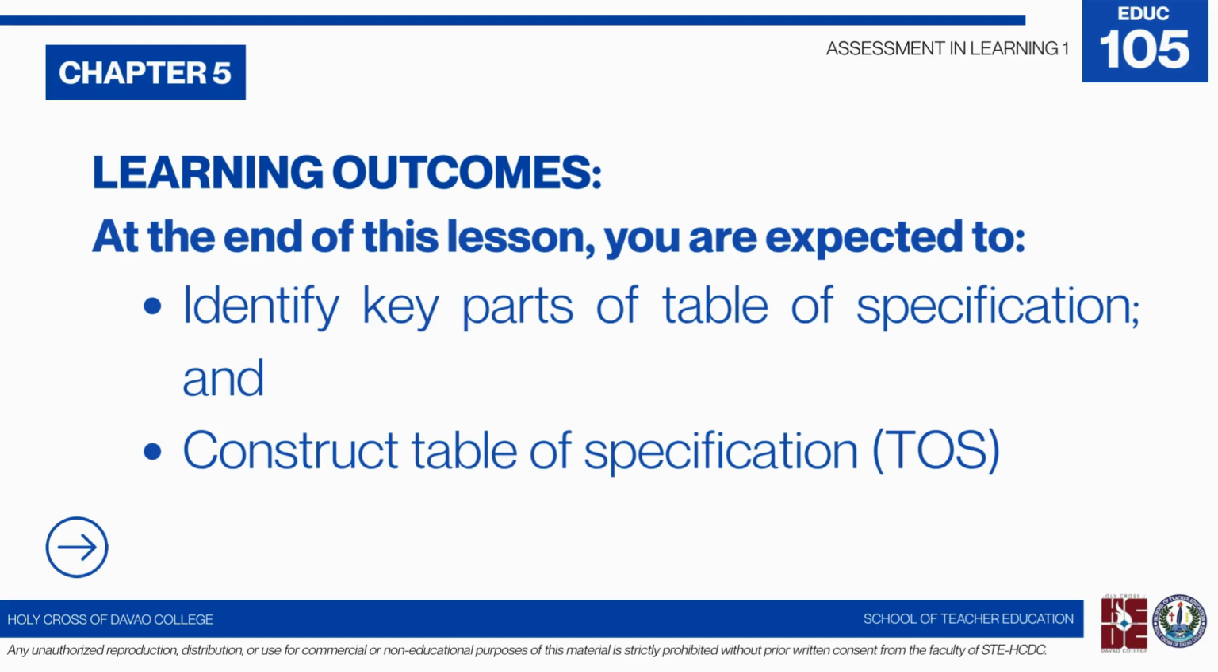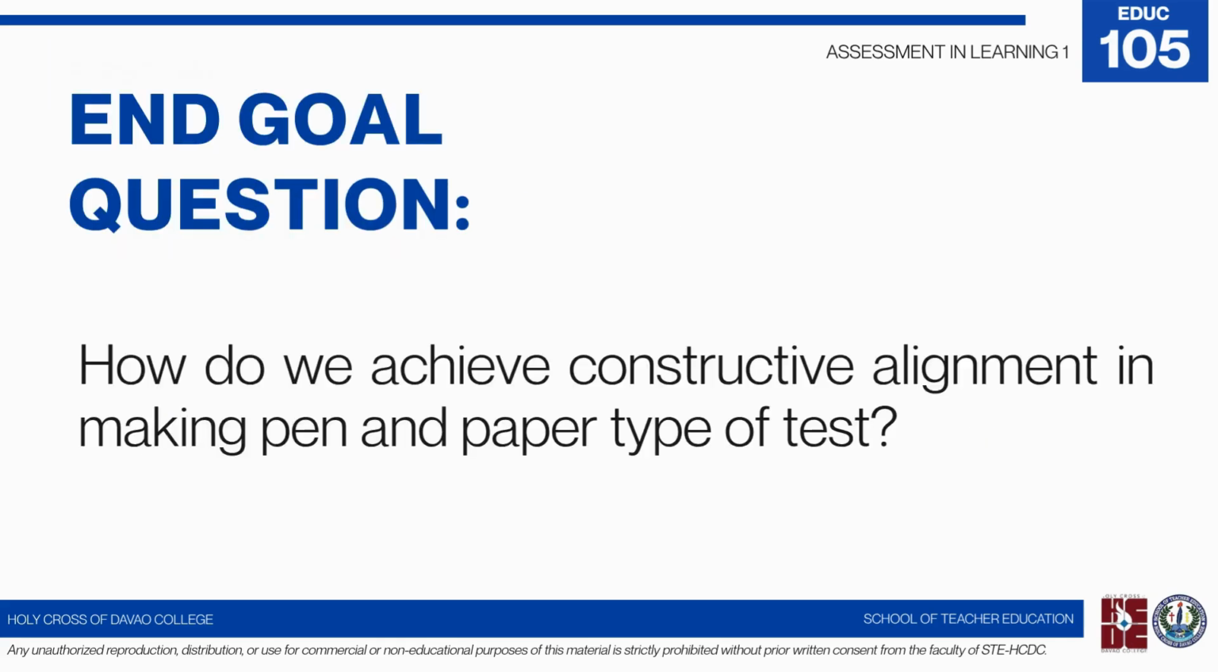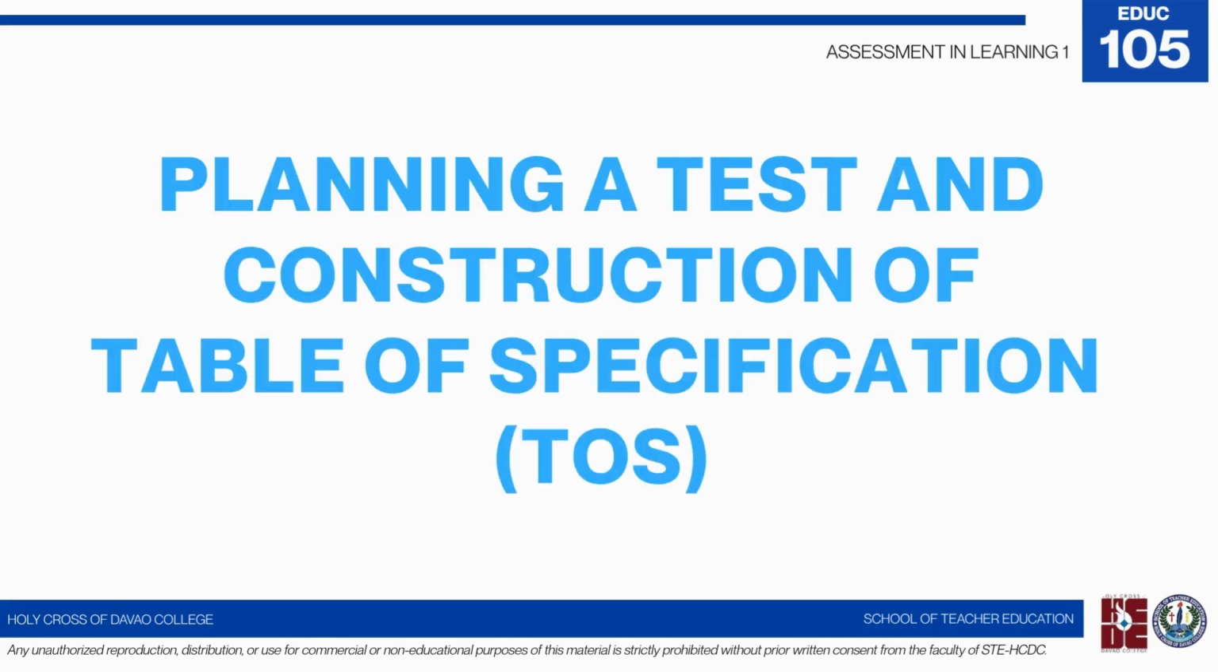And here are the learning outcomes. At the end of this video, you are expected to identify key parts of table of specification and construct table of specification based on your major subject. And here is the end goal question. How do we achieve constructive alignment in making pen and paper type of test? So in this regard, we are going to answer this hopefully at the end of this recorded discussion.